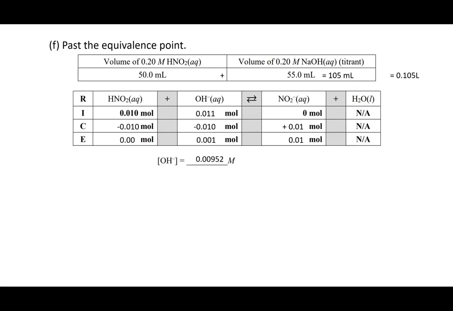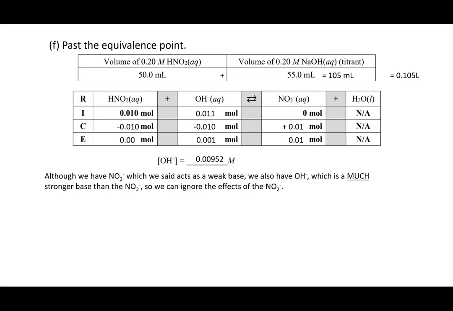So OH minus is now 0.001 divided by 0.105 liters, and I get 0.00952. So we do have NO2 minus. We have 0.01 moles of it, and we just said it acts as a weak base. But the fact of the matter is, it's a weak base, and OH minus is a strong base. It's a much stronger base than the NO2 minus. So now we can pretty much ignore the effects of the NO2 minus because now I've got OH minus that's kind of greatly overshadowing the amount of NO2 minus.